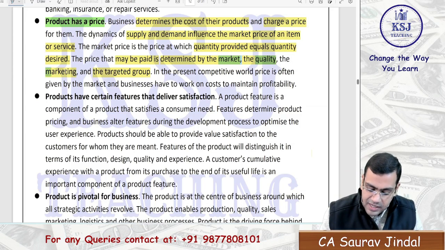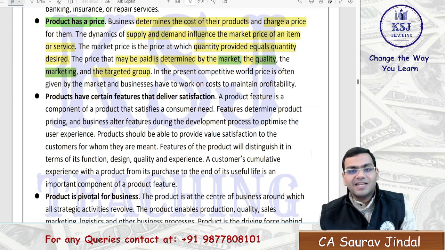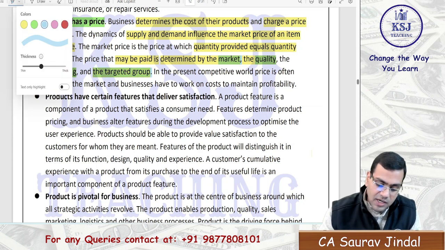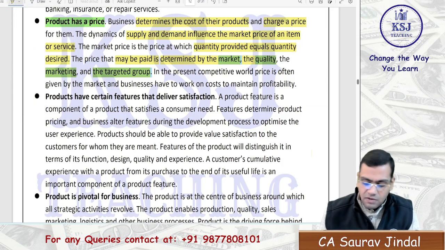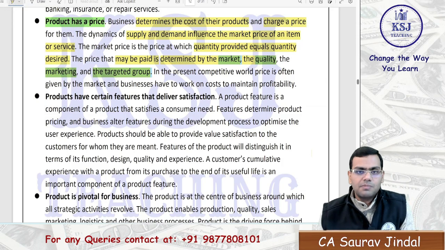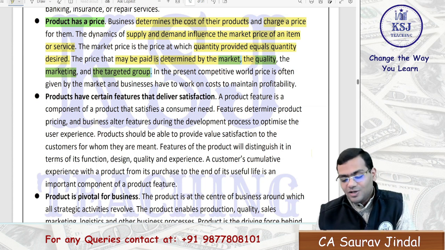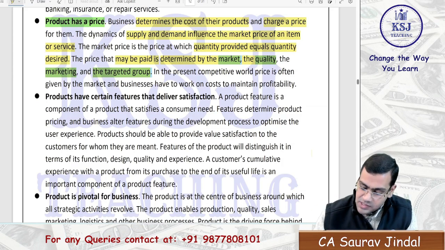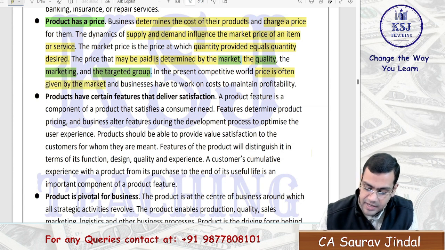The marketing, how you are going to go about with the marketing, right? Next is the targeted group. Which is the targeted group? If you are targeting the high income group, then obviously they are ready to pay a higher price for the product. And if you are targeting the low income group, how will they pay for a high priced product?